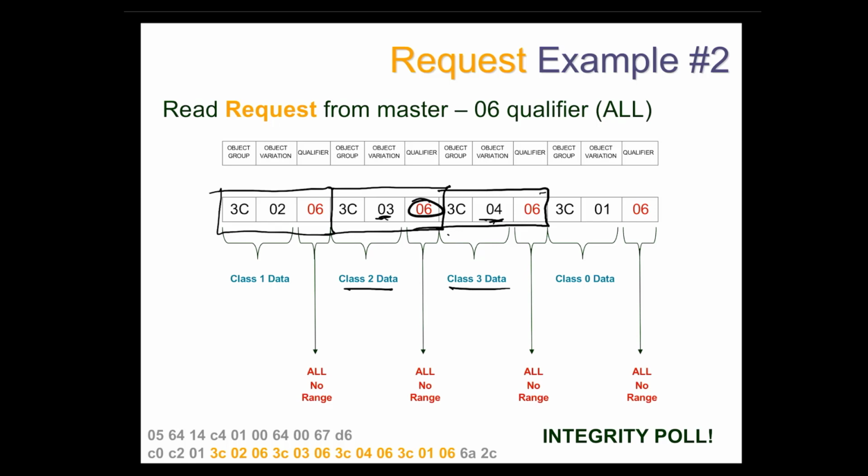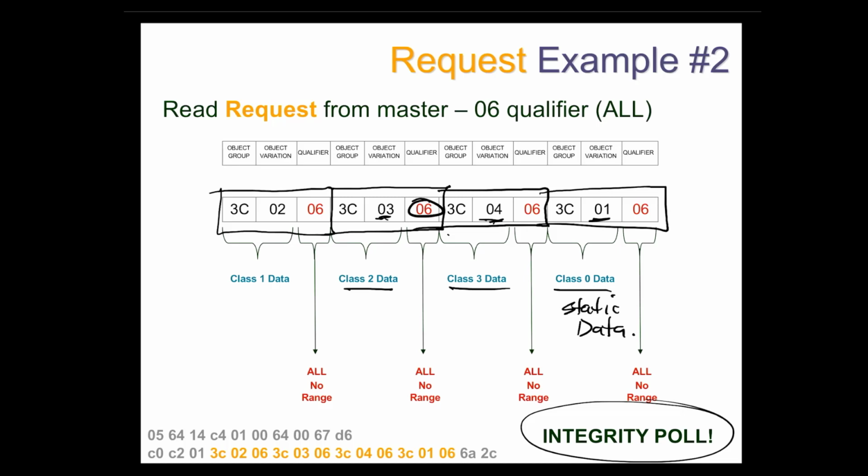And then lastly, you end up with the very last one, which is object 60, variation 1, which we know is class 0. So this is all the static data, or what we know is real-time data. So this would be a class 1, 2, 3, 0 poll, which we know has another name that we call an integrity poll. Okay, so these are sent out regularly to retrieve all events and then keep the real-time database synchronized with the far end, making sure that no points are lost or out of range or offline when it comes to your real-time database. So this is called an integrity poll, and that's what we see going on here.